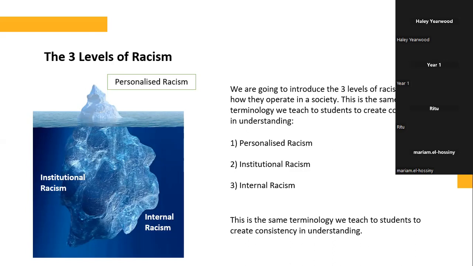So the three levels of racism here are personalized racism, institutional racism, and internal racism. And what we're going to do now is introduce them to you and how they operate in society. And as I said before, this is exactly the same way that we teach our students. So there's a complete consistency across the board.